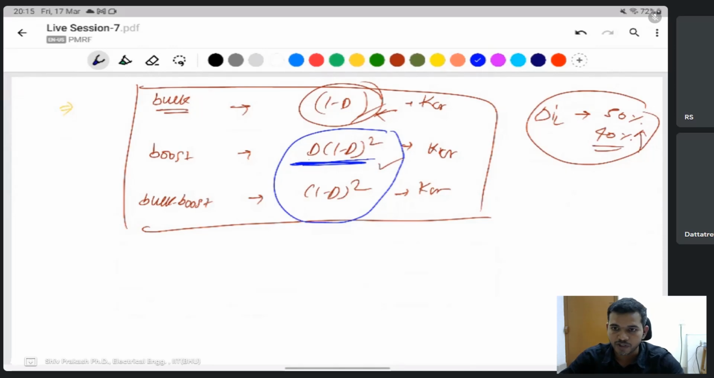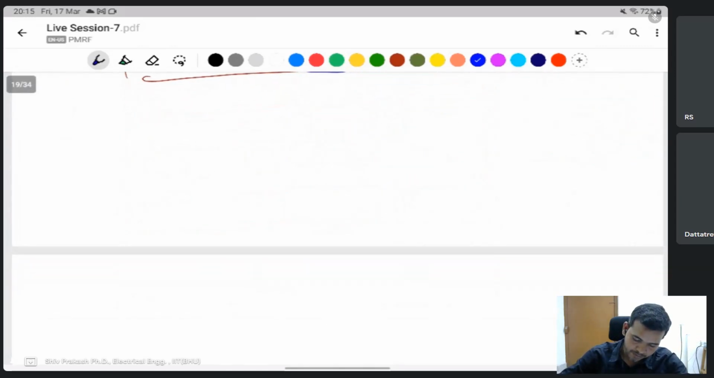Yeah, here the frequency is fixed now. But in that converter, the frequency is not fixed. Frequency depends on the load. If the load decreases, then the frequency will increase. So the whole analysis will be different.